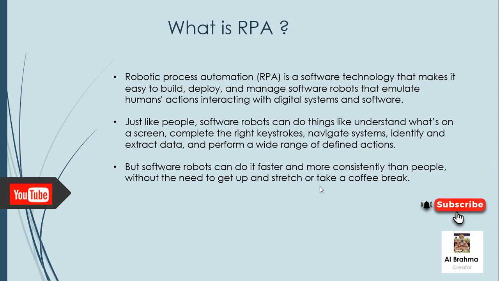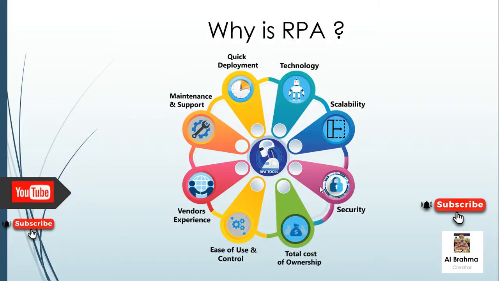Okay, so next thing: what does RPA mean? RPA is a software tool, and it will not take any coffee break, lunch break, dinner break, or need any insurance, nothing. This is the beauty of RPA. So the next question is, why is RPA? What RPA means is that it will do the human activity, whatever structured work we are doing.